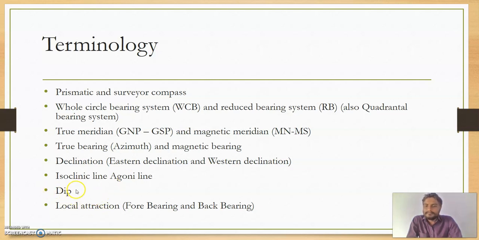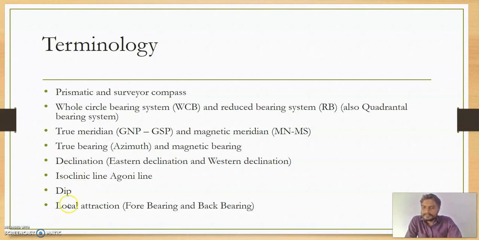And dip. Dip is nothing but a vertical angle. So declination is a horizontal angle, dip is a vertical angle between the magnetic needle and the ground surface. Okay, that is magnetic needle and ground surface.